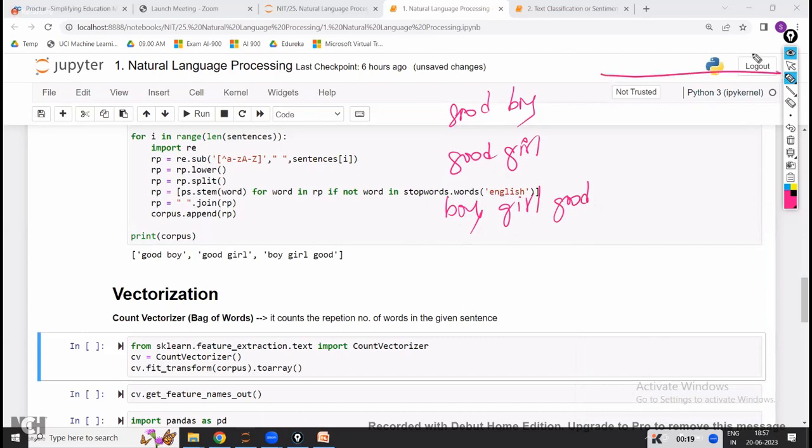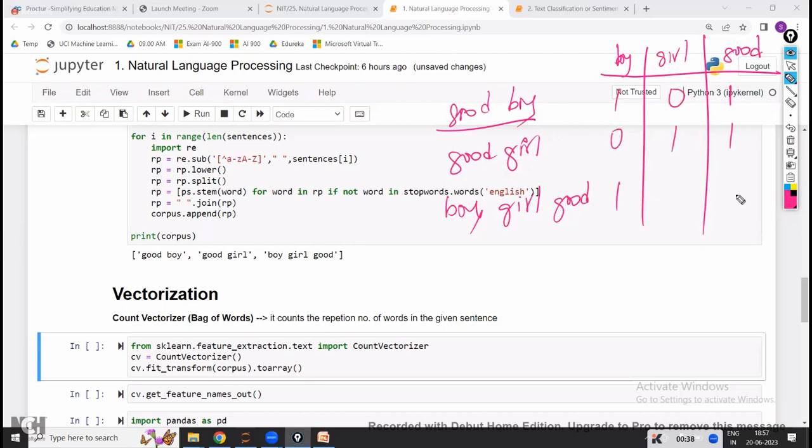What are the unique words? Boy, girl, and good. It is going to take alphabetical order. In the first one, good is 1 time, boy is 1 time, girl is 0. In the second one, good 1 time, girl 1 time, boy 0. In the third one, 1, 1, 1. Now the same answer we have seen in the theoretical part in the last class. Now let us see the coding part of this one.